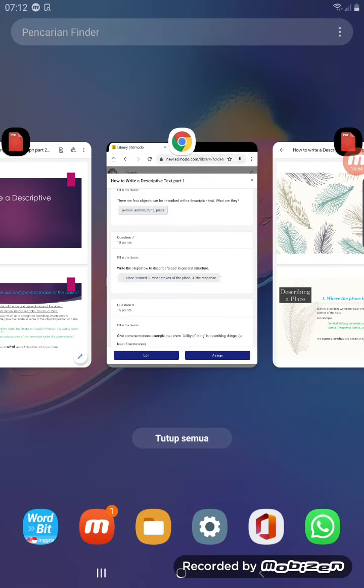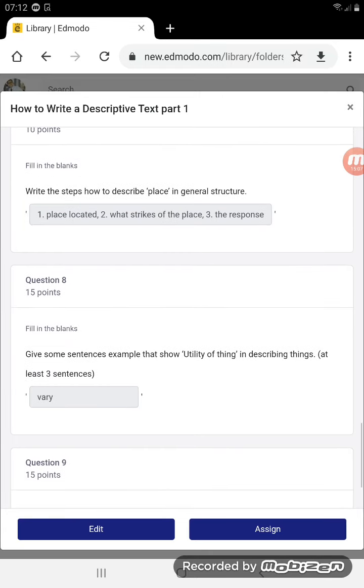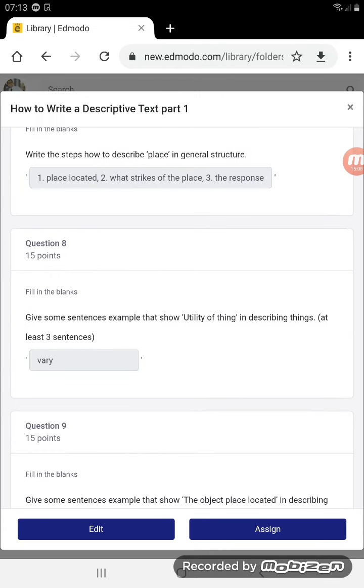So the place located, the second, what strikes you about the place, and the third is the response. That's it. Question number 8, and then 15 points. Give some example sentences that show the utility of a thing. Remember that? Utility of things in descriptive text. It can be everything, but it means that you must write the utility of the thing.